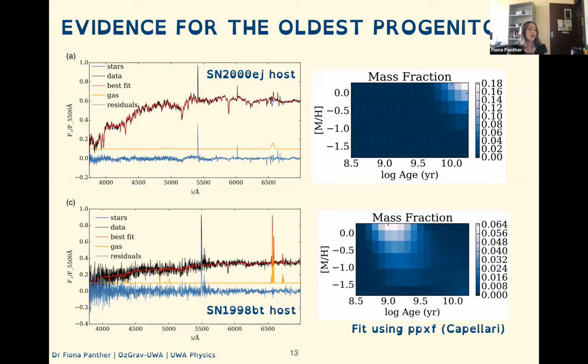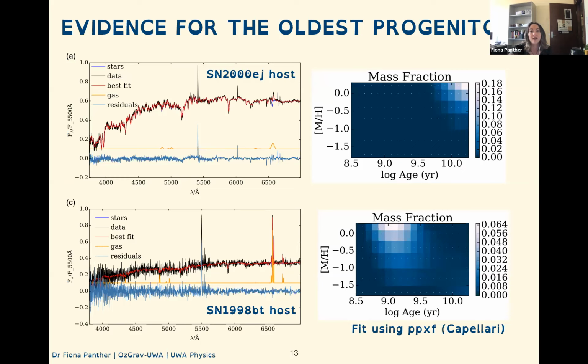And so this was fit using PPXF, which is Michele Capillari's software. The black line that you can see is the actual observation. You can see that the top one, this is from 2000 EJ. This was a very, very old stellar population. There's no real evidence of young or active star formation.